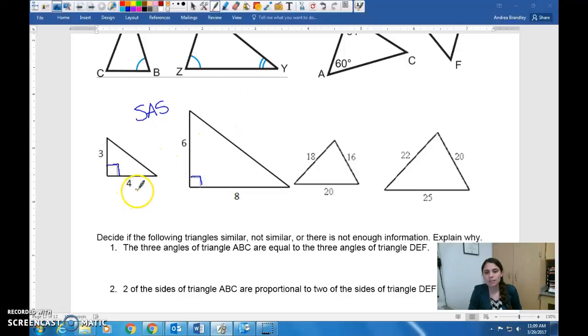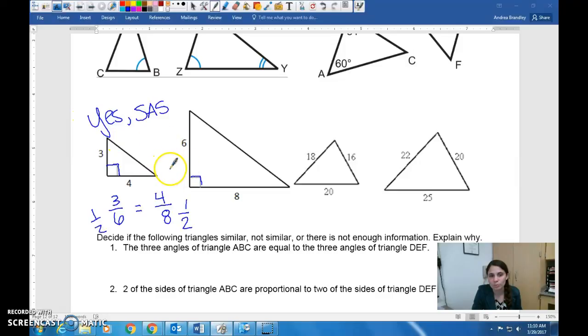So now I just need to see if my sides are proportional. So if I put 3 over 6, I need to make sure that is equal to 4 over 8. So if I simplify 3/6, that simplifies to 1/2. And if I simplify 4/8, that simplifies to 1/2. So these are proportional, so I can say yes. Because of side angle side, I know these are similar.